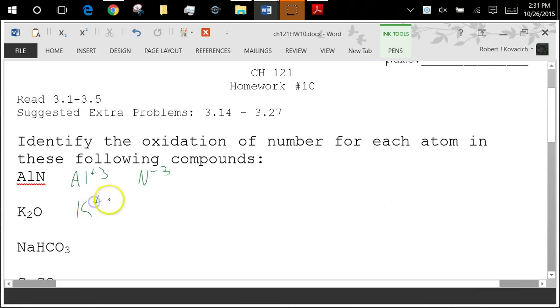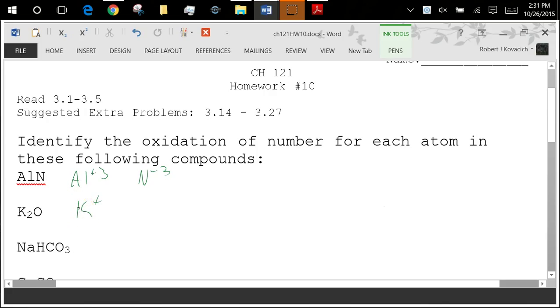Plus 1. How come? Because there's 2 potassiums in the oxygen. That's not why. You don't know that. Because potassium is a group 1 metal, so it's always +1. That's what you know for sure. And now you can say what you said: oxygen is -2 because the potassium is +1 and +1, not the other way around.